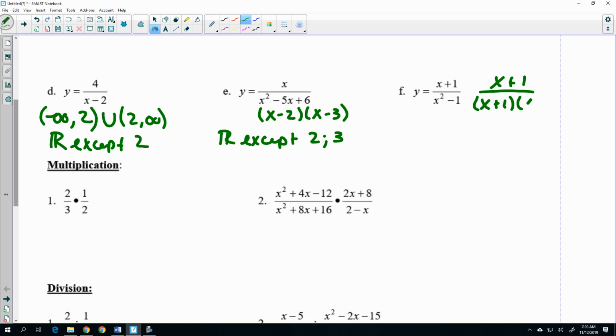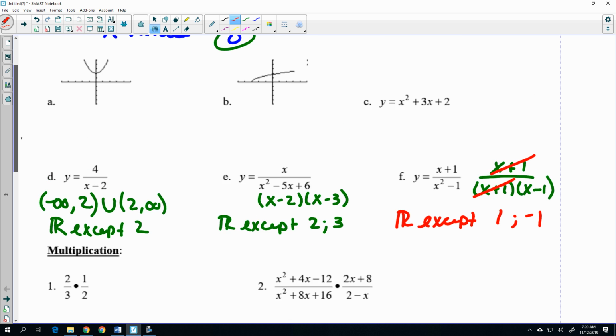Okay, what conveniently is going to happen here? Yeah, this whole factor cancels. Does that mean that I don't need to worry about -1? You still need to worry about it. So even though it went away, you have to think about what was I originally given. So all real numbers except 1 and -1. Questions on how I got that?